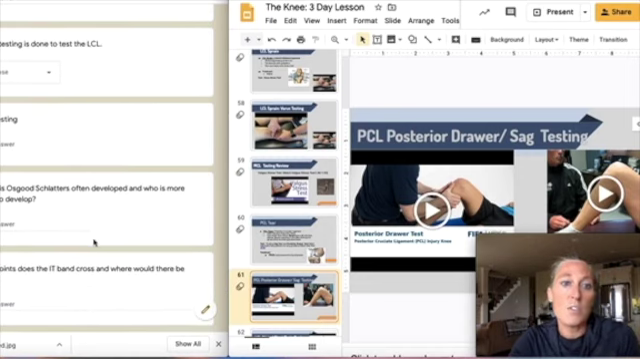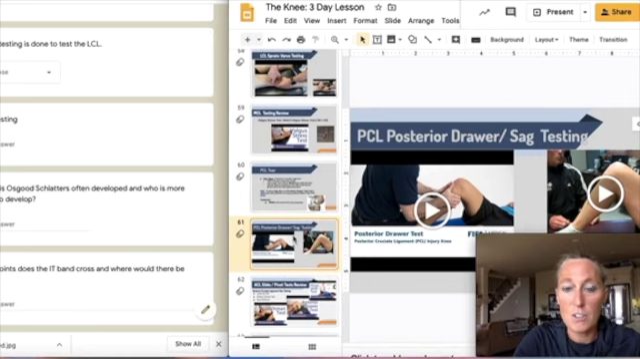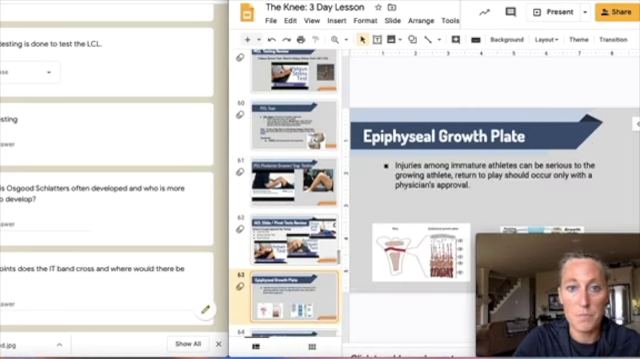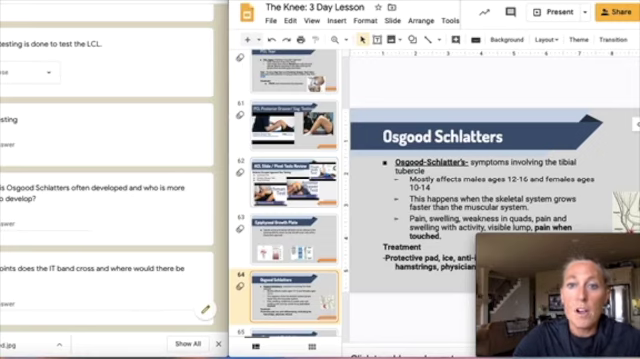When is Osgood-Schlatter's often developed and who is more likely to develop? Going to Osgood-Schlatter's in our notes. Here we go. Mostly affects males ages 12 to 16, can affect females ages 10 to 14.